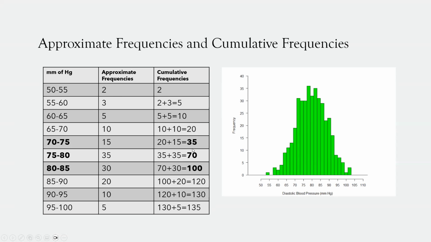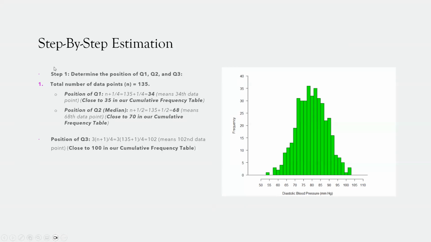And 70 to 75, we have 35. 75 to 80, we have 70. 80 to 85, we have 100. Why I have put those in bold, I will explain that to you in a bit. So we have actually 135 different data points. Step 1, determine the position of Q1, Q2, and Q3. Total number of data points, n, is 135.